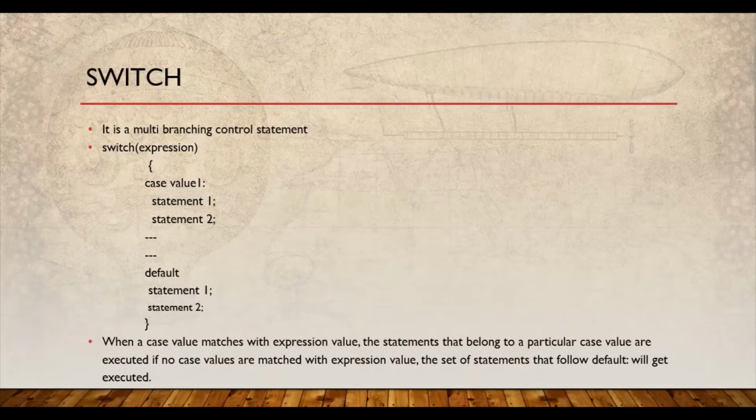Now what do you mean by multi-branching? Here the branching is multiple. Branching multiple means that there are various case values. Depending on the expression here, the various case values are being jumped into. The number of cases would be the number of branches that this switch case would be having. Now this is the basic syntax of switch case.